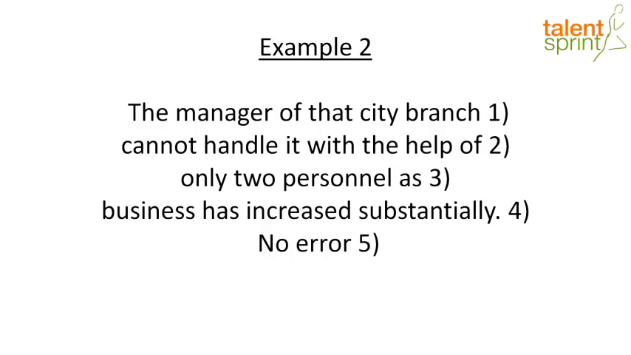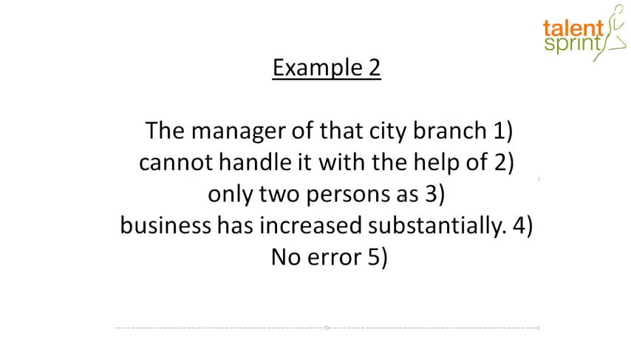Now again, because it's noun numbers that we're looking at, numbers, right? Is there a number mentioned in this example? Yes, there is 2, right? But the word after that, personnel, does not refer to 2. Personnel means a staff, more than 2. We're talking about more than 2 people, but because we specifically have 2 mentioned here, all we need to do is make that change to this word, personnel, to modify or complement the number 2. So personnel becomes persons, right? Manager of that city branch cannot handle it with the help of only 2 persons, as business has increased substantially. Alright, so the error is in part 3.